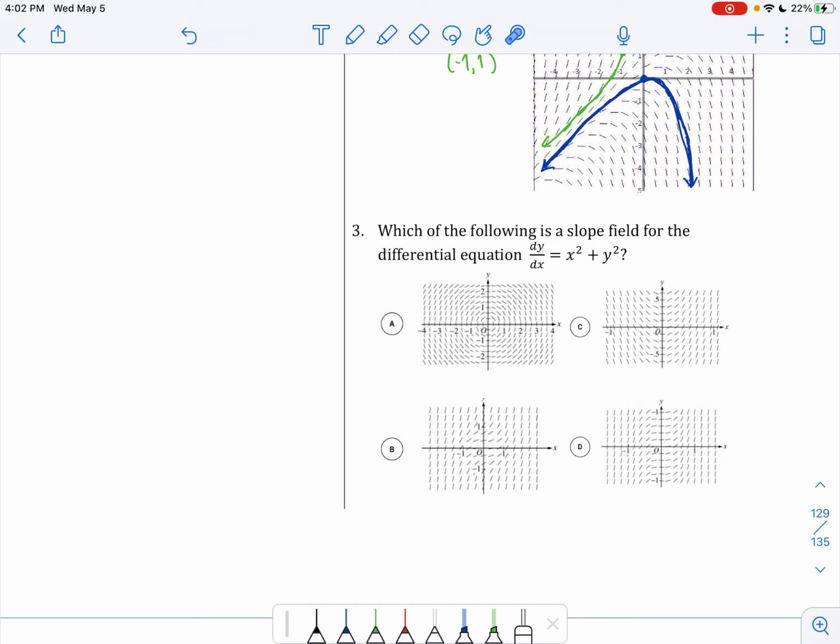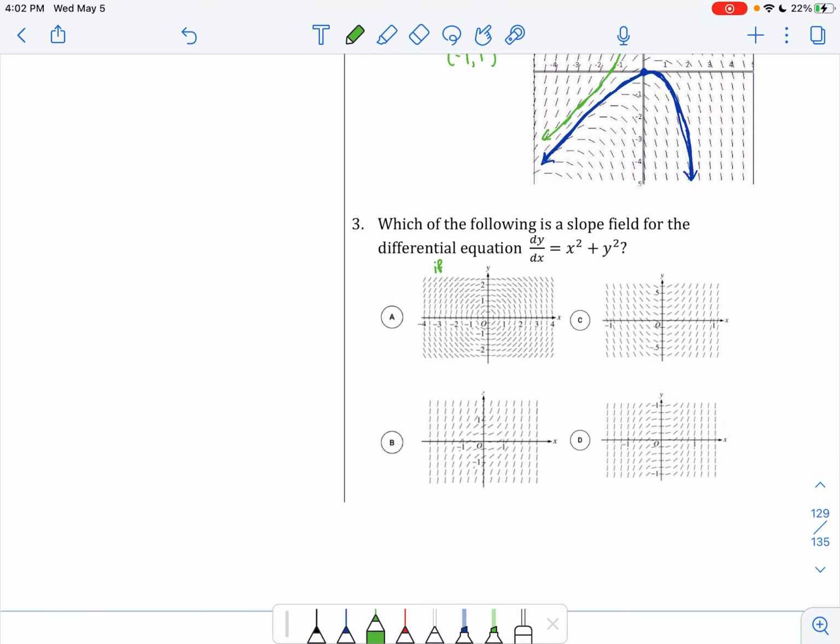The reason that I don't think that this is true is that we can see here for A that if x is equal to 0, the slope is equal to 0. That's what this behavior here shows. And that wouldn't make sense here, because if y is equal to 0, the slope would equal x squared, right? If y is equal to 0, it would just be x squared. Well, that's not the same thing. So it's like, okay, not going to be A.